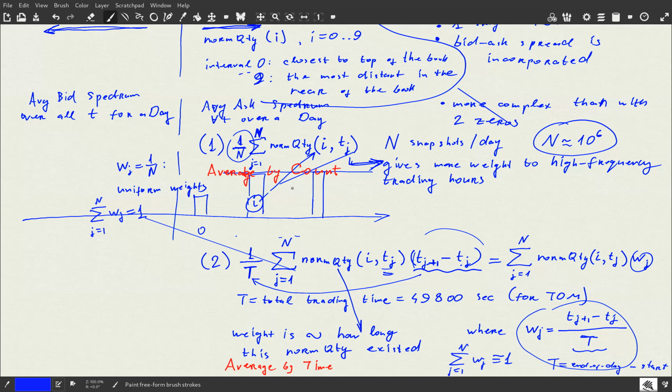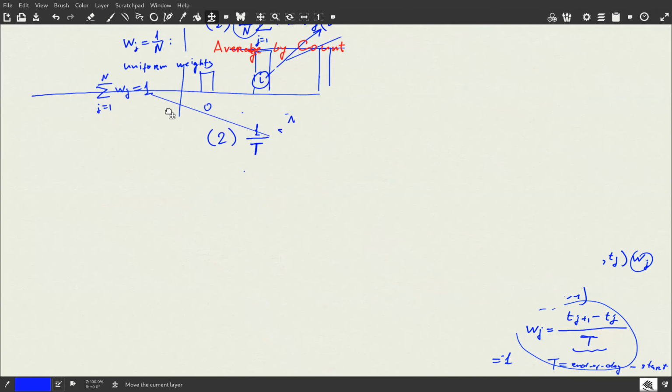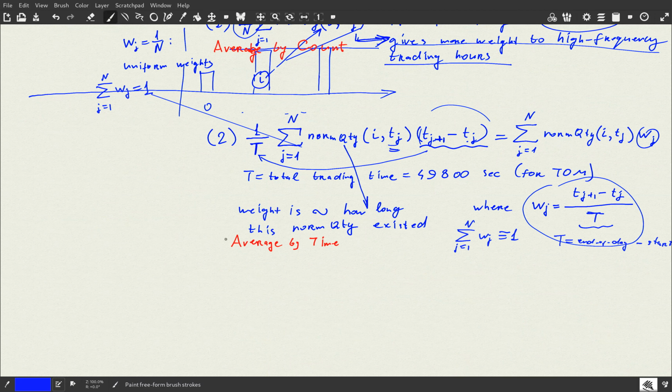You see, in number two, suppose that we are now in the evening hours. Updates to the order book are less frequent now. But because they are less frequent, you have larger weights, right? Which means that method number two is more uniform. It provides a more uniform measure over the whole trading day. So number one gives more weight to high frequency trading hours. You see, we pointed that out. And approach number two is, let's say, more evenly, I would say fairly, distributed over the whole trading day.